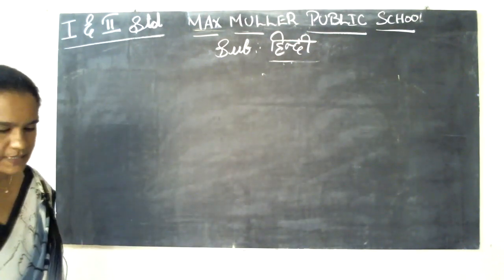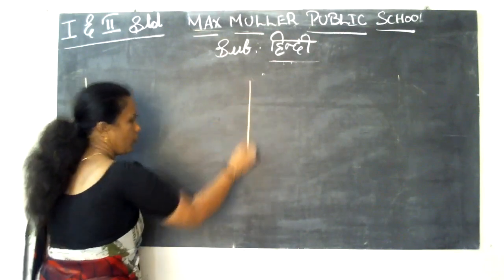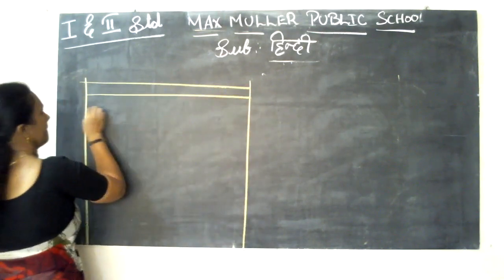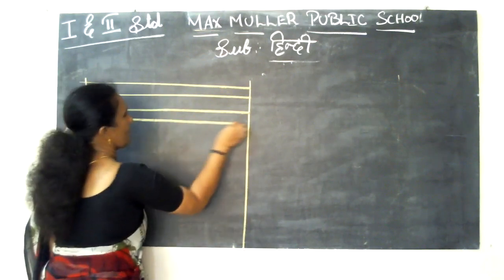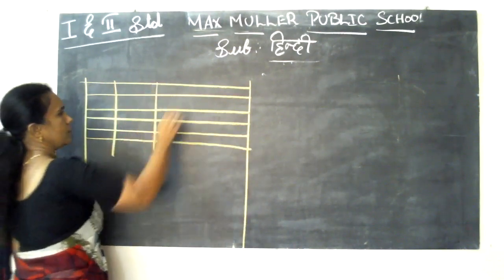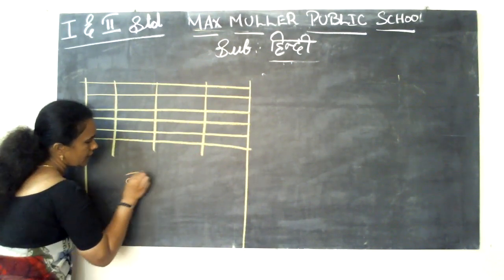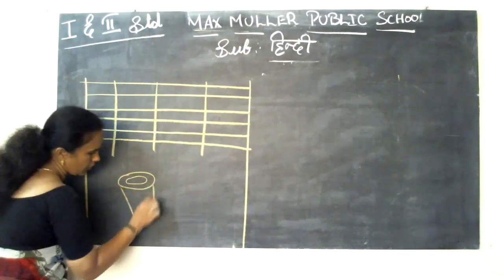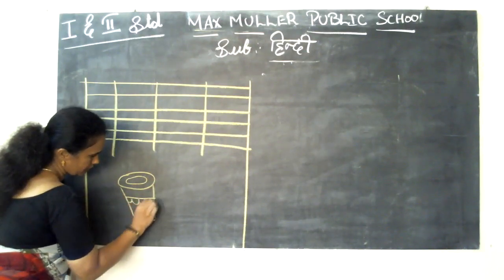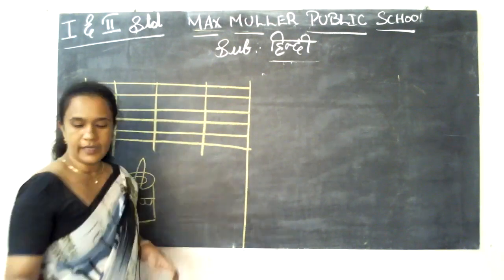Now, the next letter is O. O se okali, mortar. Okay. How to write this O?